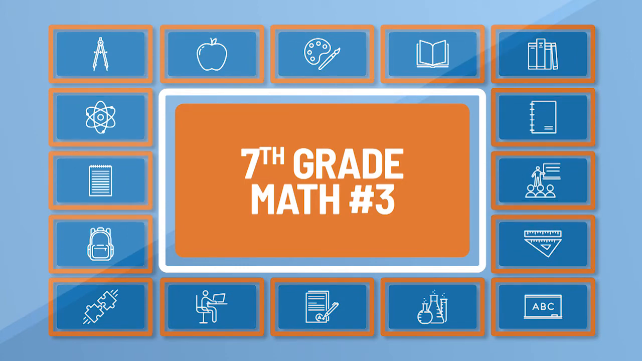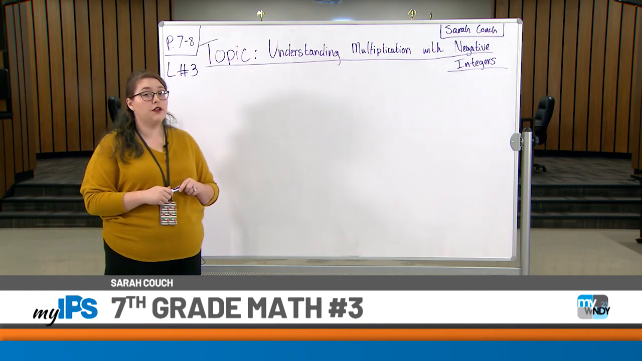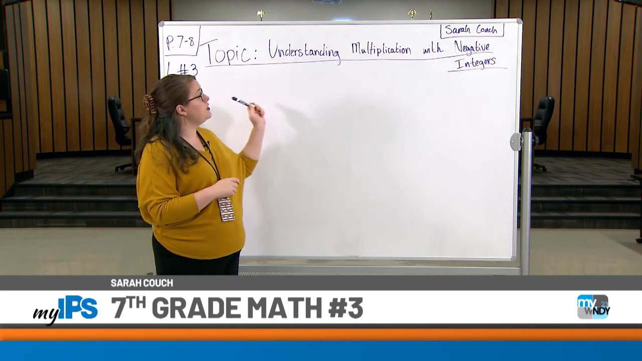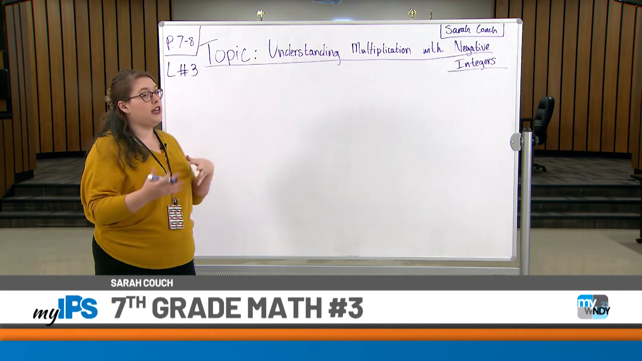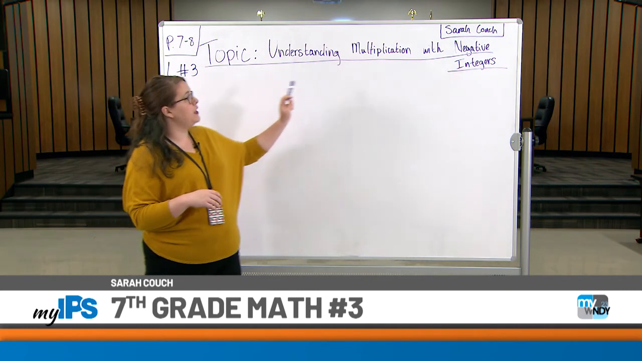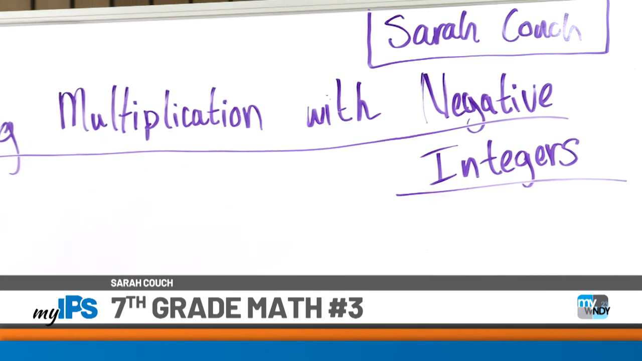Good morning, scholars. This is Sarah Couch, and I'm going to be working through lesson 3 for grade 7 math in your packets, page 7 and 8. The topic is going to be understanding multiplication with negative integers. So we've been working with adding and subtracting positive and negative integers, and now we're going to be working on multiplication. So what happens when we multiply negative numbers? How can we make sense of it?